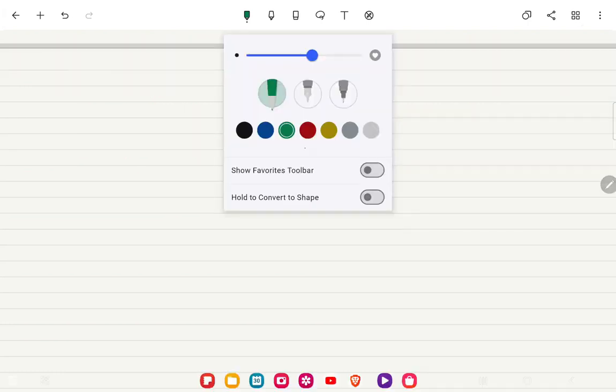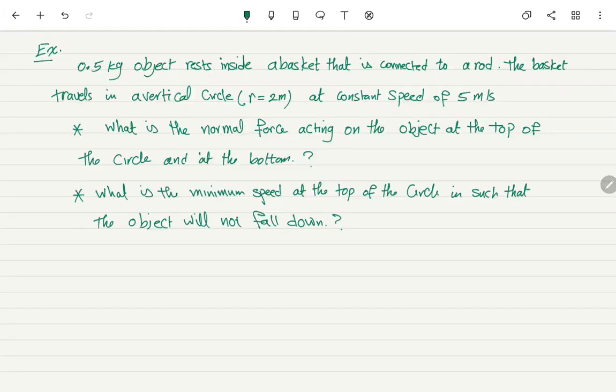Another example: a 0.5 kilogram object rests inside a basket that is connected to a rod. The basket travels in a vertical circle with radius equal to 2 meters at a constant speed of 5 meters per second. What is the normal force acting on the object at the top and at the bottom of the circle? Also find the minimum speed at the top of the circle such that the object will not fall down.